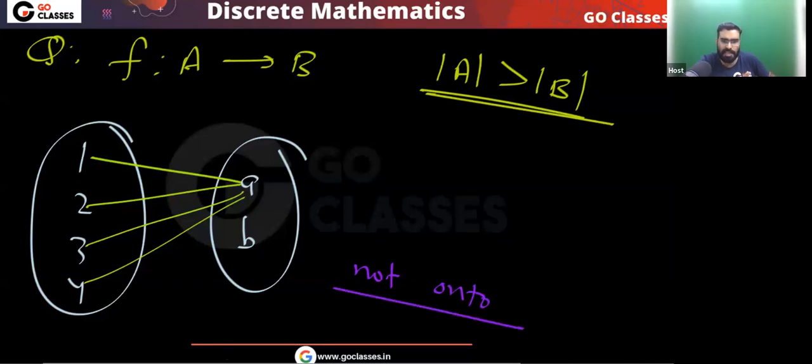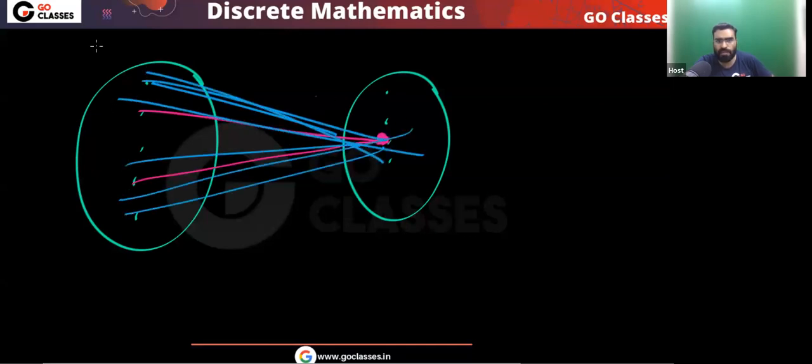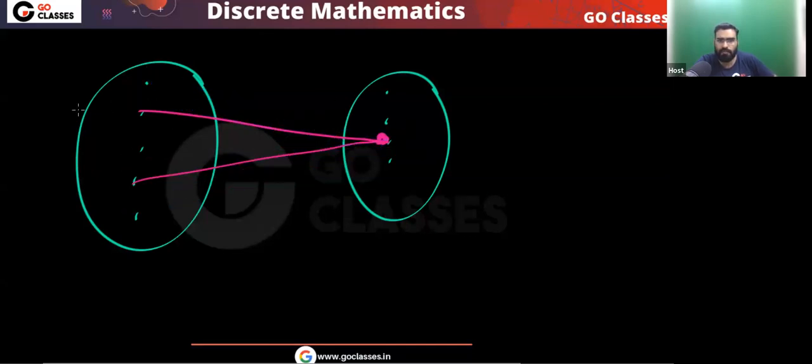Pigeonhole principle is simply saying that at least 2 pigeons will go to the same hole. It does not care about the other things. At least 2 will go to the same hole. Maybe more. Yes or no? Maybe more can go. Maybe all of them can go. Very simple. But at least 2 will definitely go to the same hole.